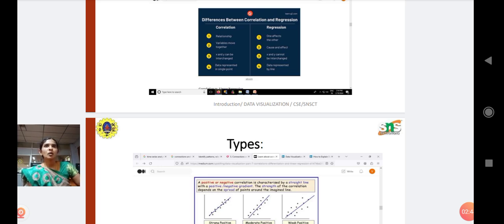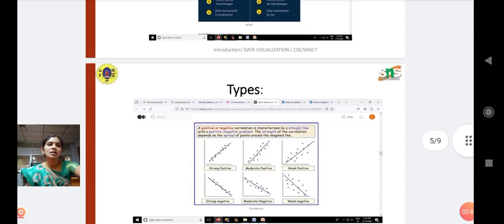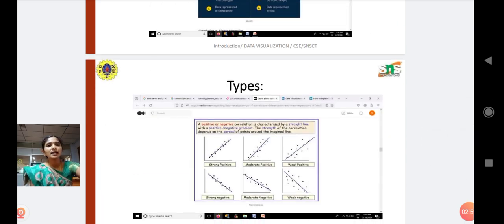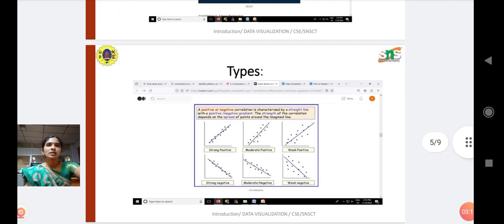In a positive correlation, as variable x increases, y also increases, directly proportional to x. In a negative correlation, as x increases, y decreases, inversely proportional to the x variable. And no correlation means there is no discernible pattern or relationship between these variables. So these are all the types we use in scatter plots.